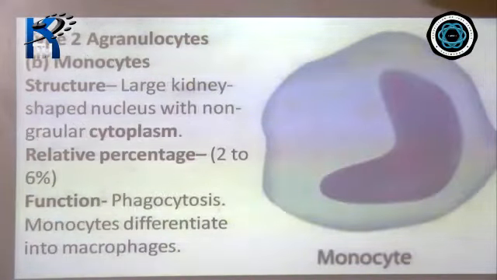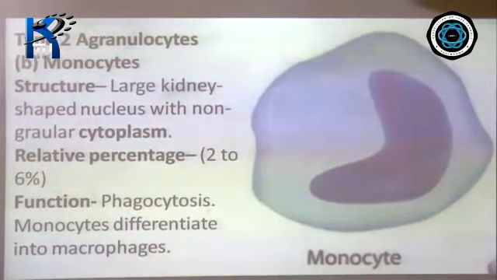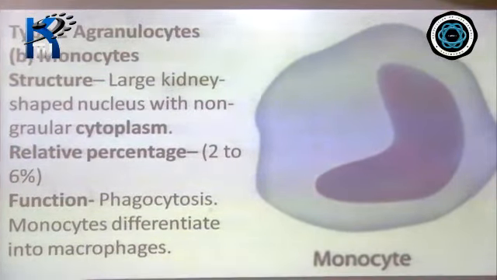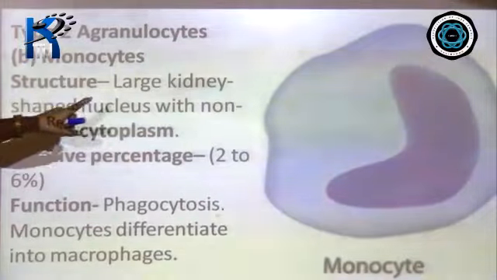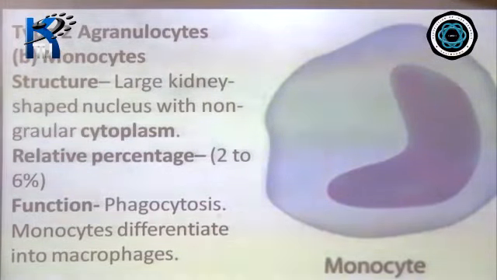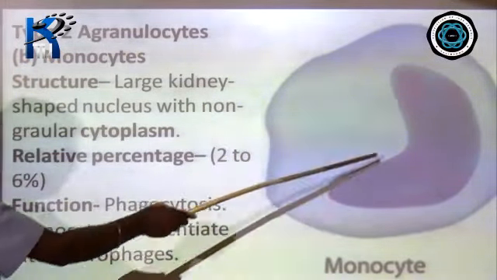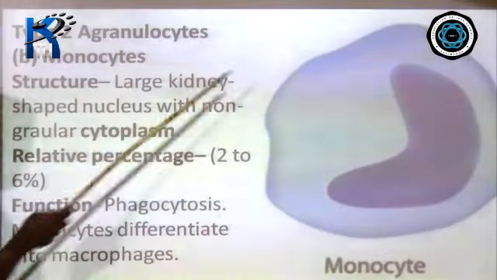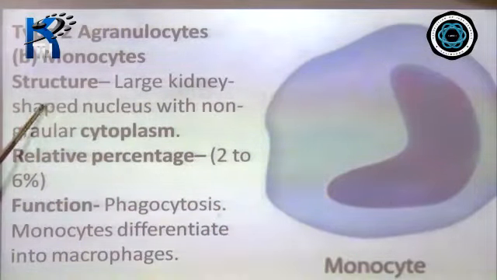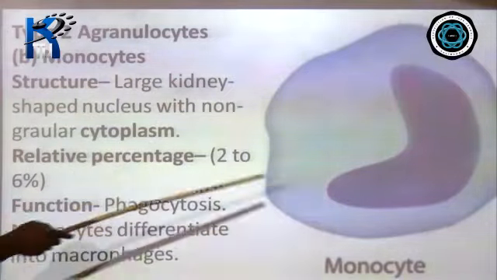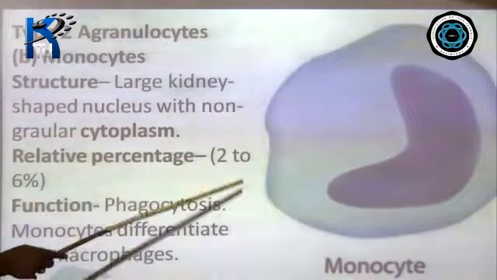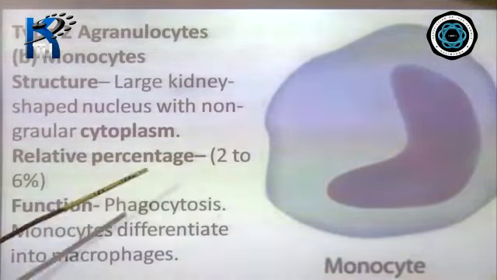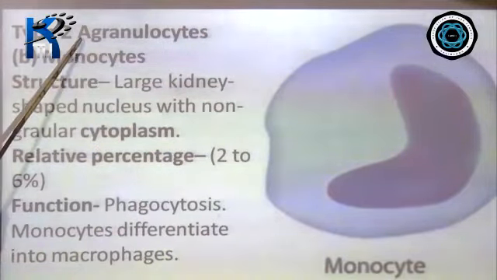Next comes another type, monocytes. Now here how will you come to know that it is a monocyte? Structure: large kidney shaped nucleus. You can see out here, it is more or less like a bean seed shaped structure, or you can also call it a kidney shaped structure. Kidney shaped nucleus is present inside, with non-granular cytoplasm. That means it is smooth, it is not granulated. That is why it is called agranulocytes.